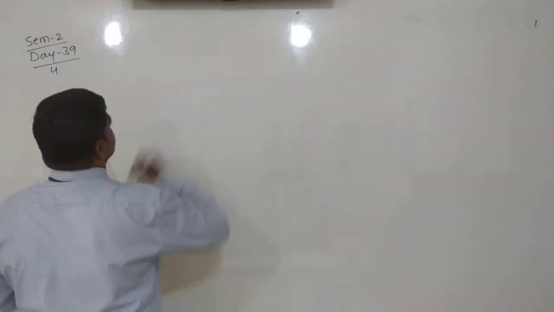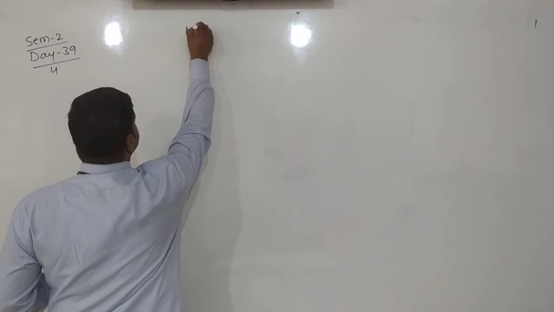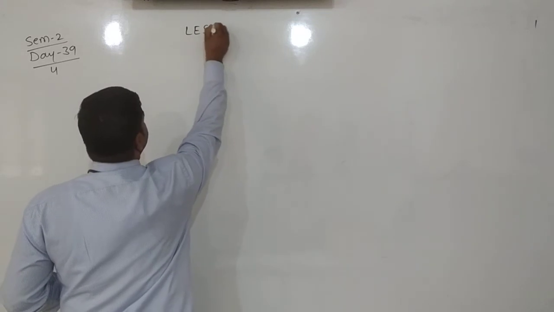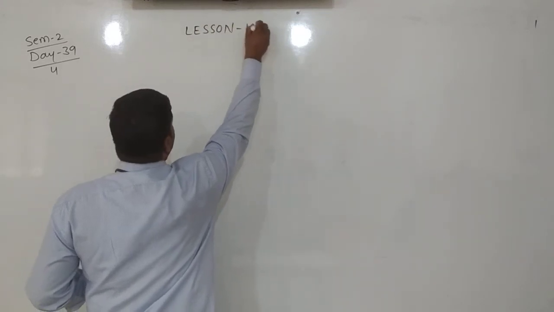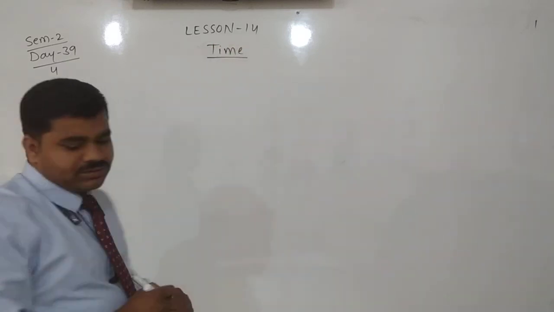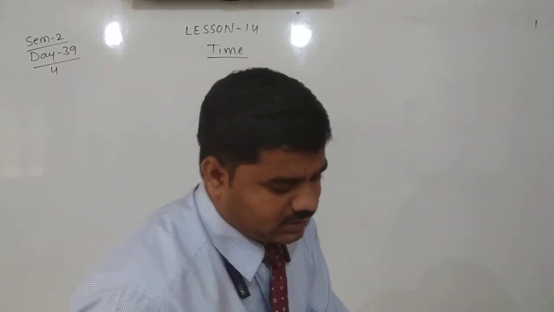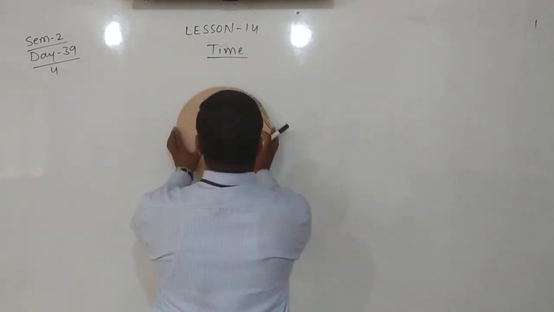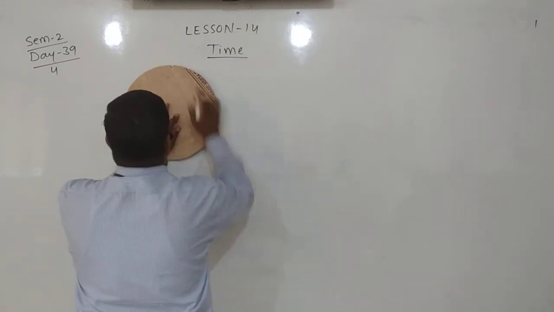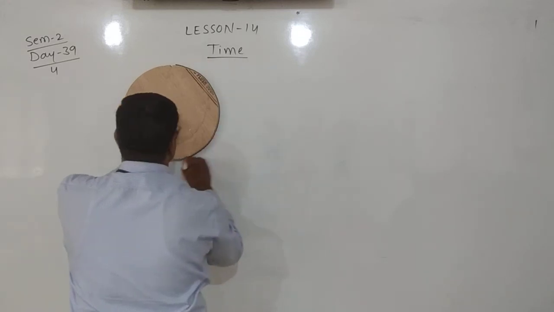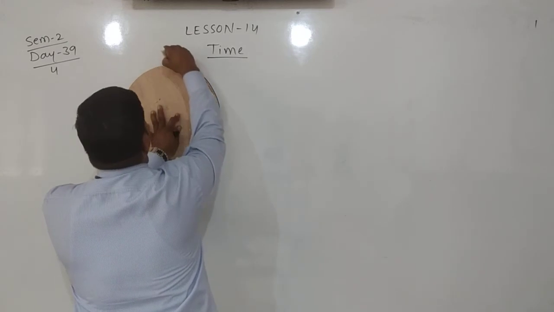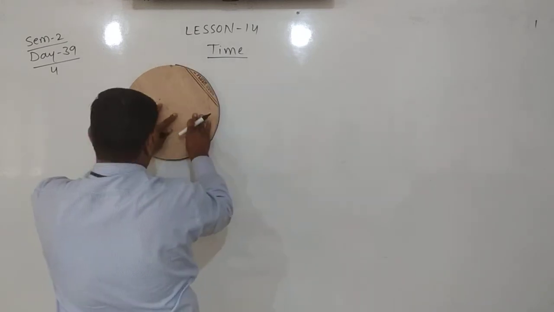We will write lesson 14, time. Yes, just observe this figure, the face of a clock. I will draw a clock here. It has numbers 1 to 12. This clock has numbers 1 to 12. These numbers show us time in hours.